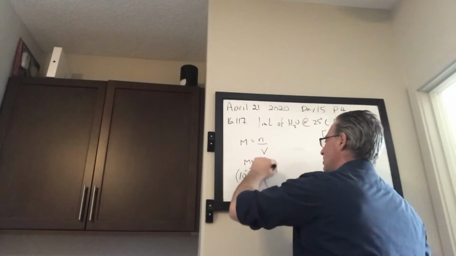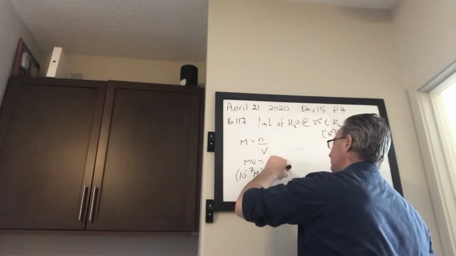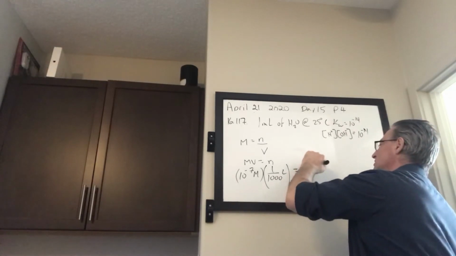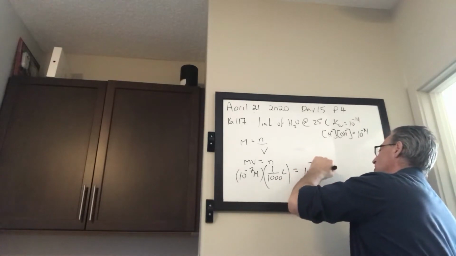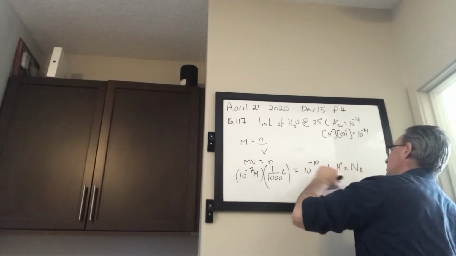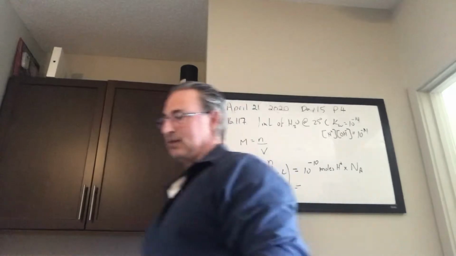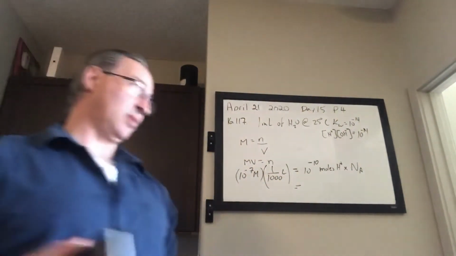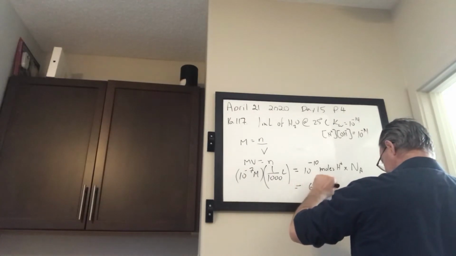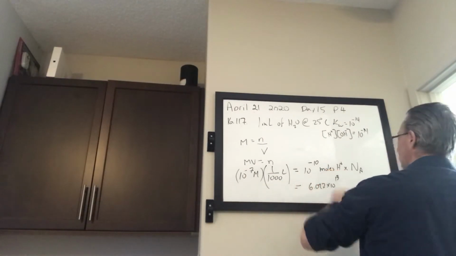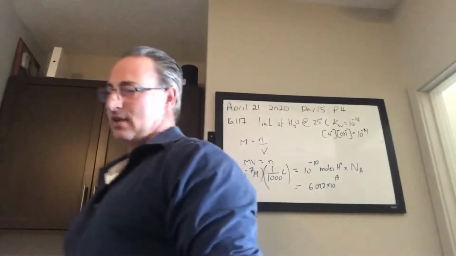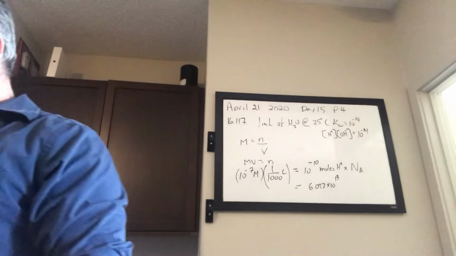The volume is 1/1000th of a liter. And so you get 10 to the negative 10 moles of H plus. Multiply that by Avogadro's number, and it gives you 6.02 times 10 to the 13. Okay, that's an easy question. That was one of the questions you had in the test, so most of you got it right.